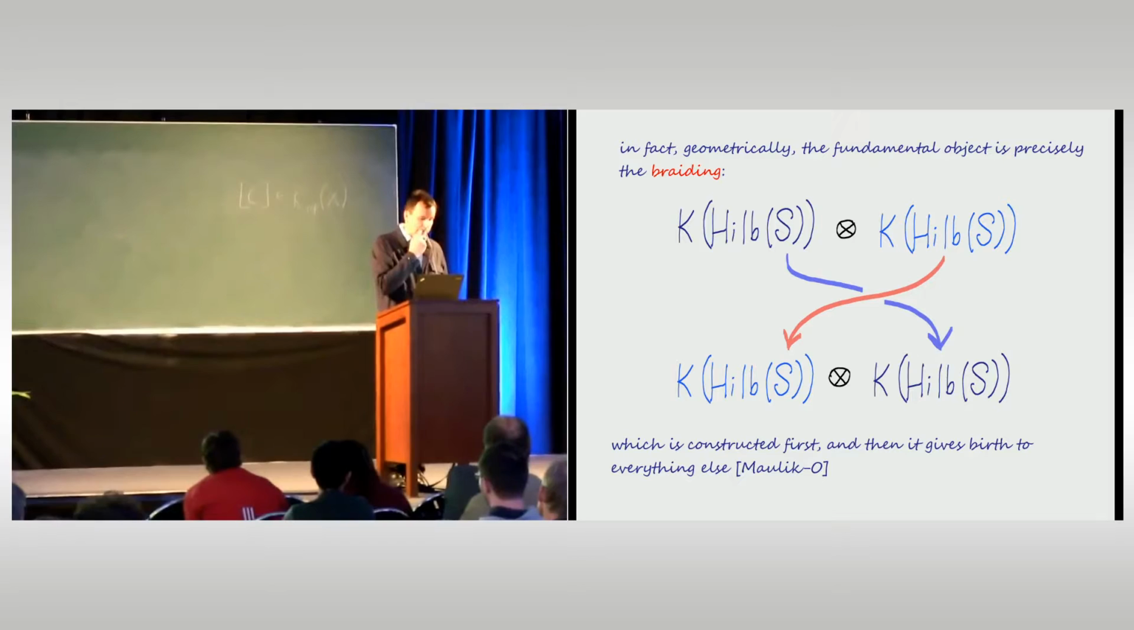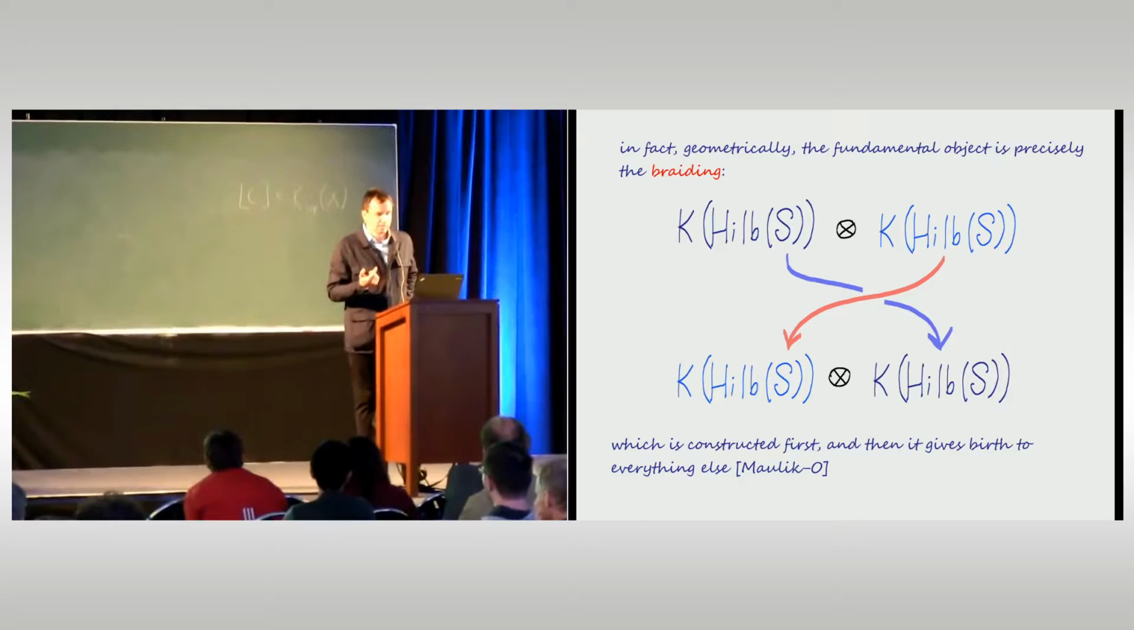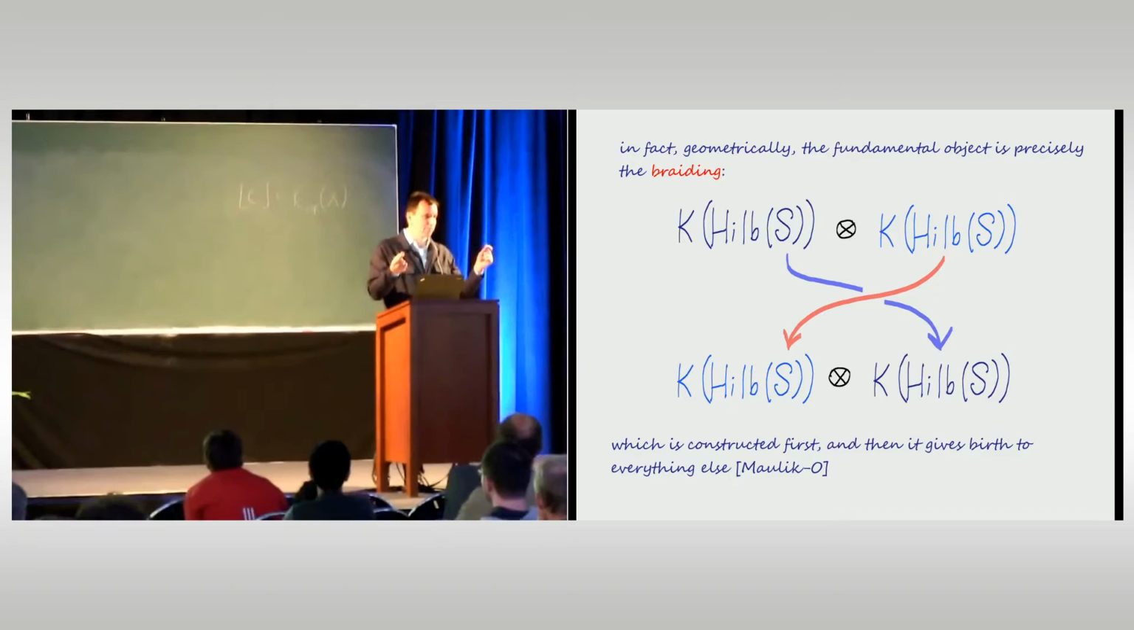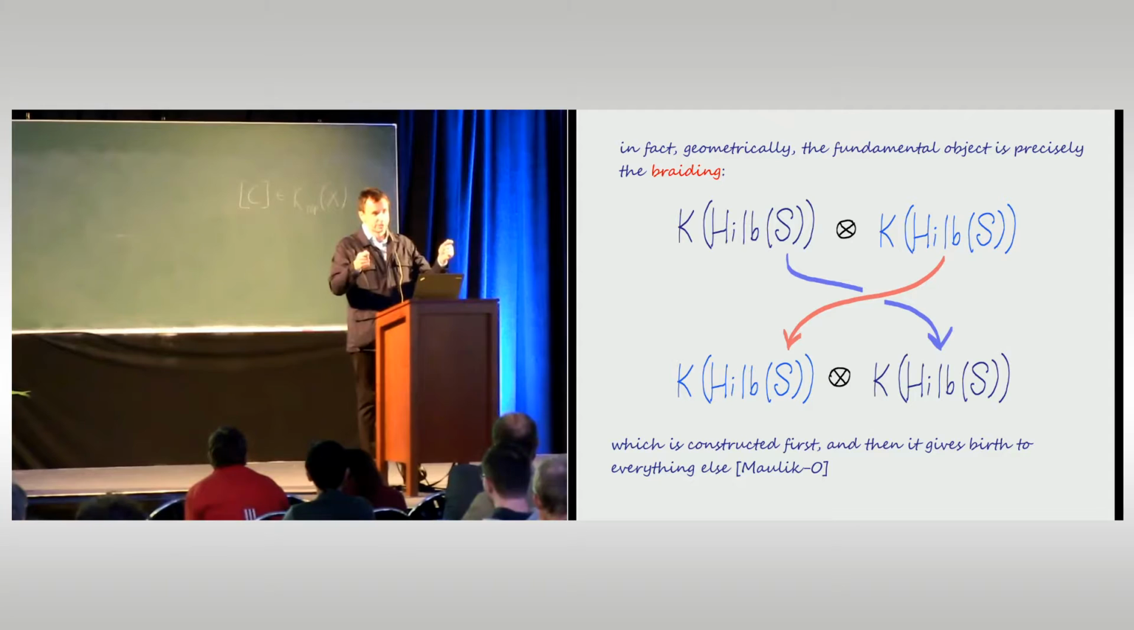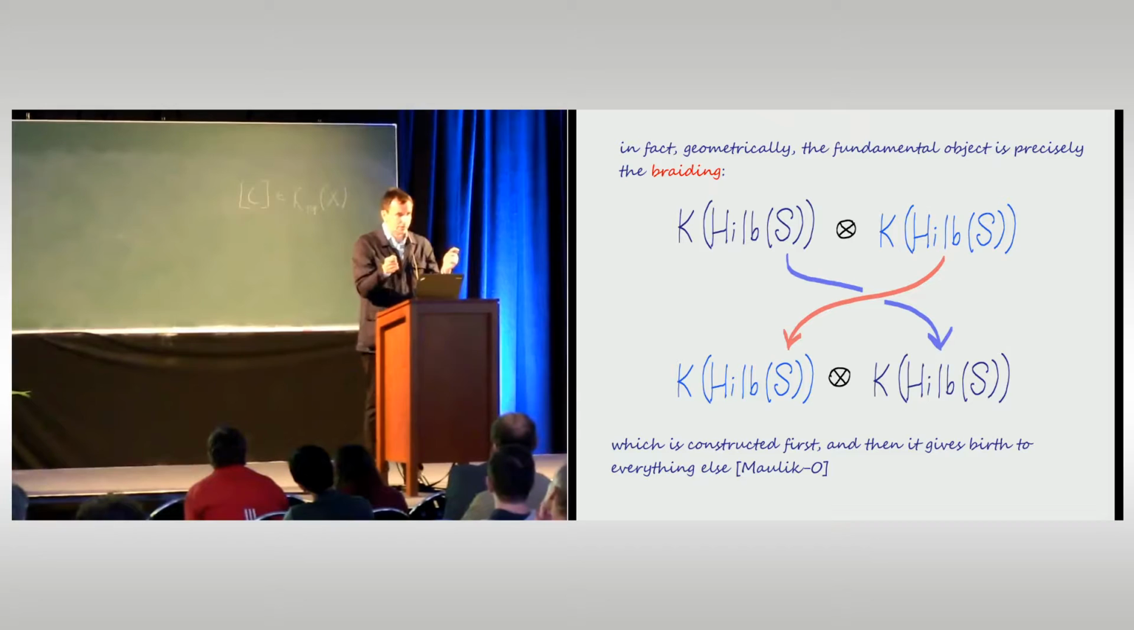And the geometric incarnation of that, in that book with Okounkov, is that geometrically it's easier to construct just this operator, this braiding. You don't have the action yet, but you will construct the intertwiner: when you take the two tensor products in one order and the other, there will be an operator that permutes them. You construct that first, and then you construct everything later.